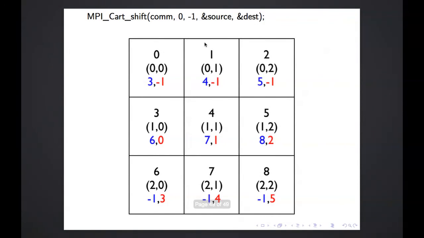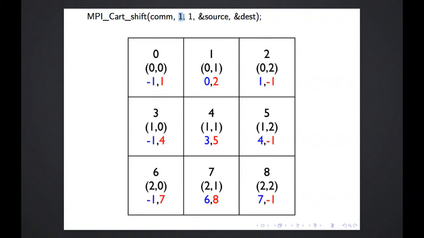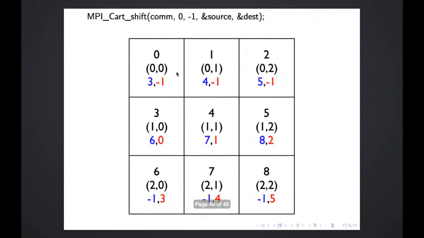And now I switch things around, so I change the directions. I change the direction to 0, so now I'm looking along columns. And also I change the displacement, so I'm going the other way. So let's see how this works. Let's now focus on process 4, process (1,1). So I'm now looking at my neighbor, but because it's -1, I'm going downwards now. So my source is 7, and my destination is 1. For this process, source is 8, destination is 2, and so on.